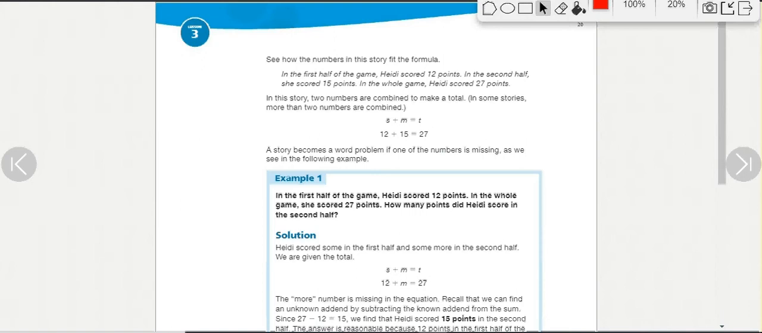In the first half of the game, Heidi scored 12 points. In the second half, she scored 15. Sounds like some and some more. How much does she score? In the whole game, she scored 27 points, right? 12 plus 15 is 27. But what if we're missing one?